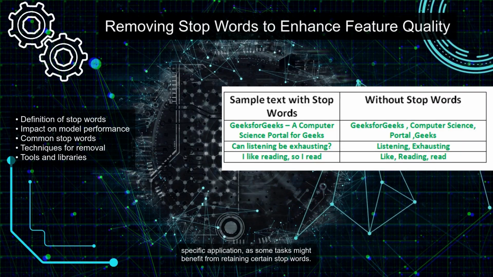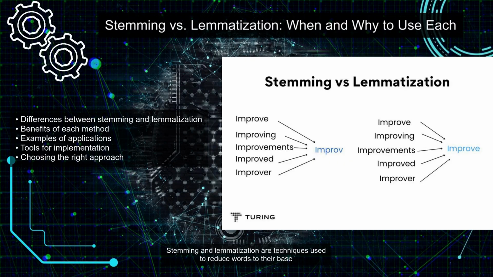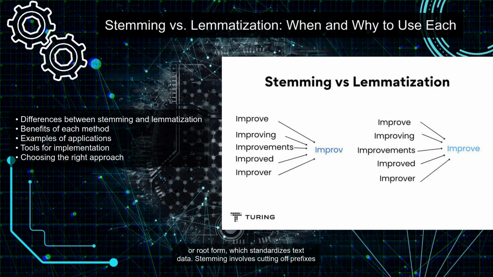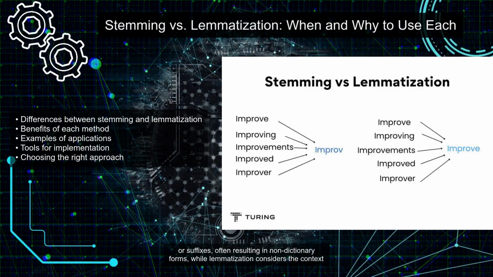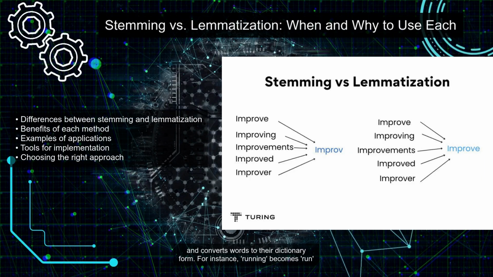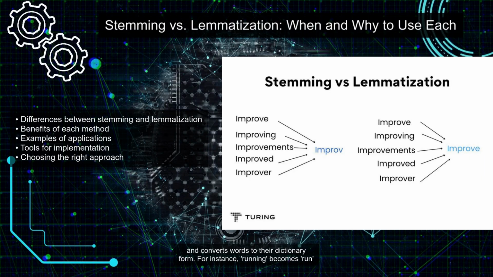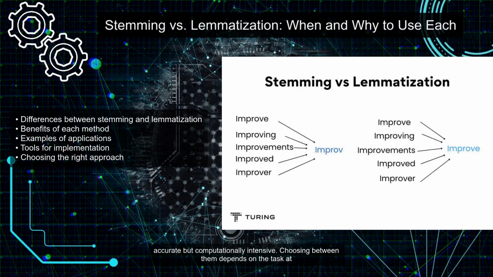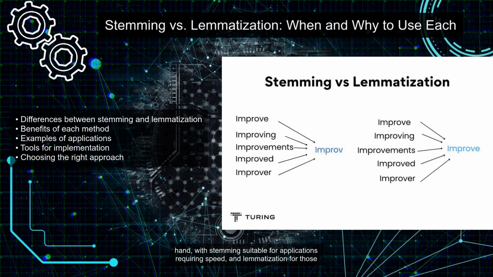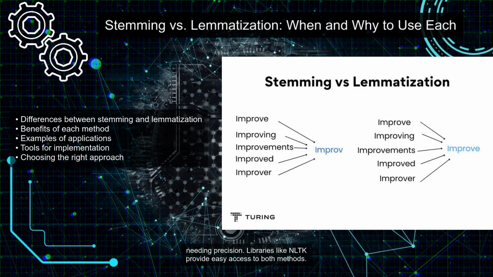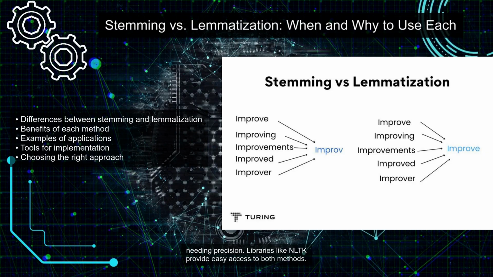retaining certain stop words. Stemming and lemmatization are techniques used to reduce words to their base or root form, which standardizes text data. Stemming involves cutting off prefixes or suffixes, often resulting in non-dictionary forms, while lemmatization considers the context and converts words to their dictionary form. For instance, running becomes run in both methods, but stemming might result in non-dictionary forms for other words. Lemmatization is more accurate but computationally intensive. Choosing between them depends on the task at hand, with stemming suitable for applications requiring speed, and lemmatization for those needing precision. Libraries like NLTK provide easy access to both methods.